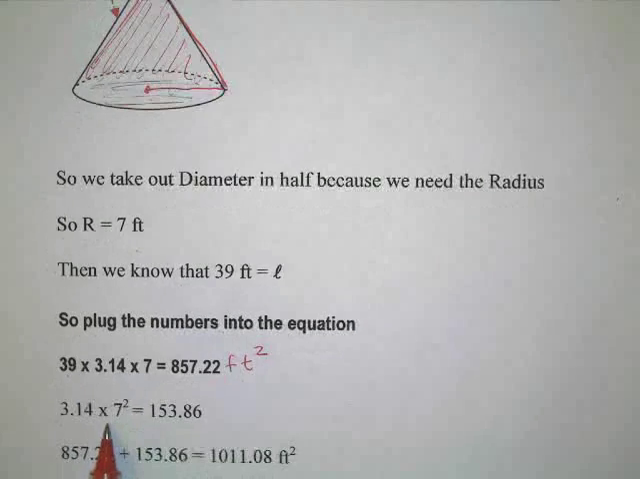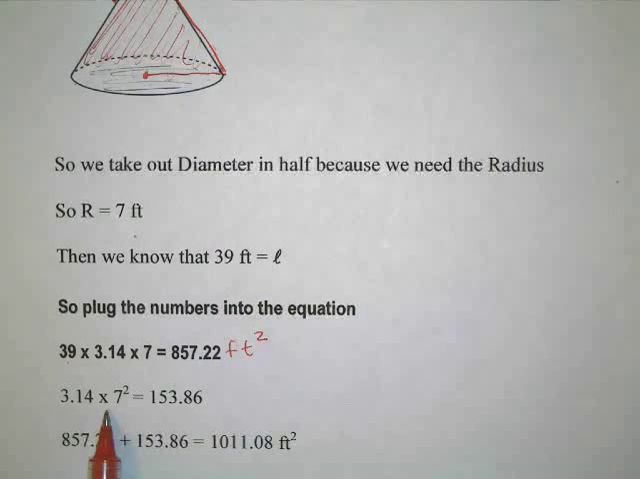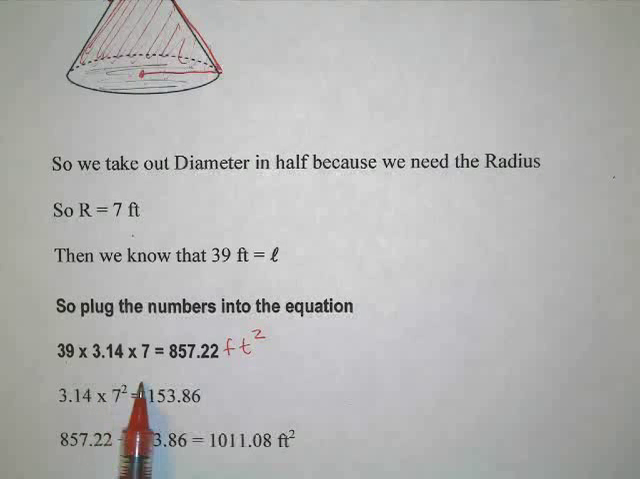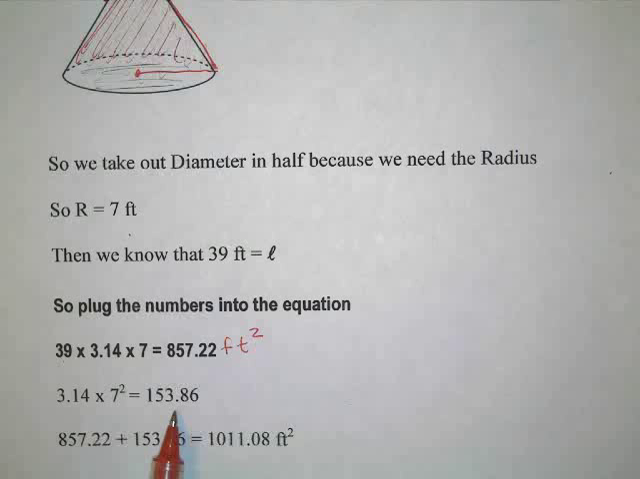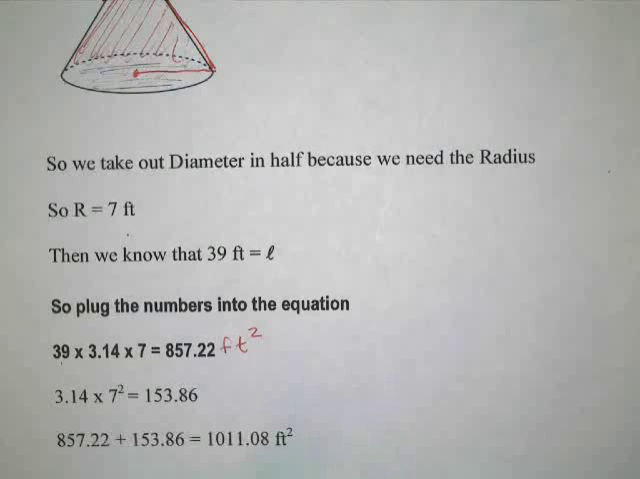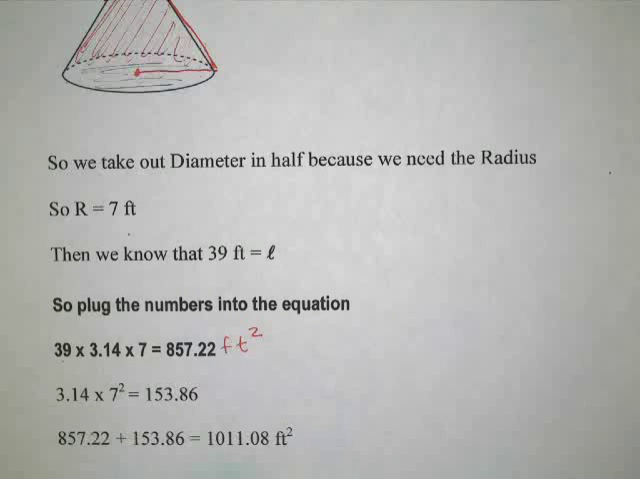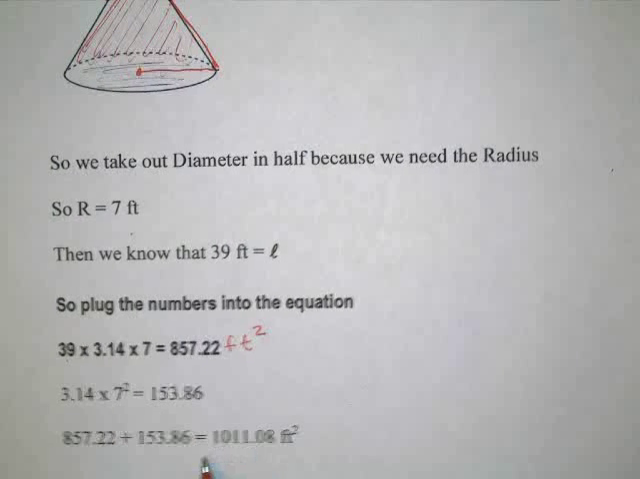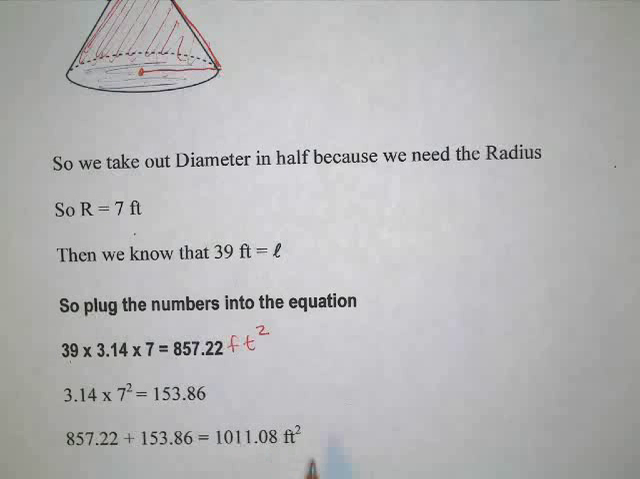So then we can find the area of the base. 3.14 times, as Cameron said, radius squared. And we get 153.86. Just like before, we take our two areas and we add them together. So in this one, we take 857.22 plus 153.86, and we get 1,011.08 feet squared. Does that make sense, everyone?